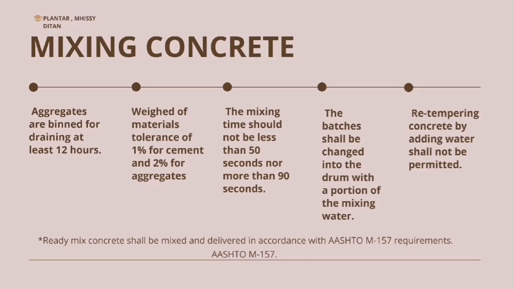When mixing at a site or in a central mixing plant, the mixing time should not be less than 50 seconds nor more than 90 seconds, unless mixing performance tests provide adequate mixing of the concrete in shorter time periods. The batches shall be charged in the drum with a portion of the mixing water entered in advance of the cement and aggregates. The flow of water should be uniform, so that all water shall be inside the drum by the end of the first 15 seconds of the mixing period.